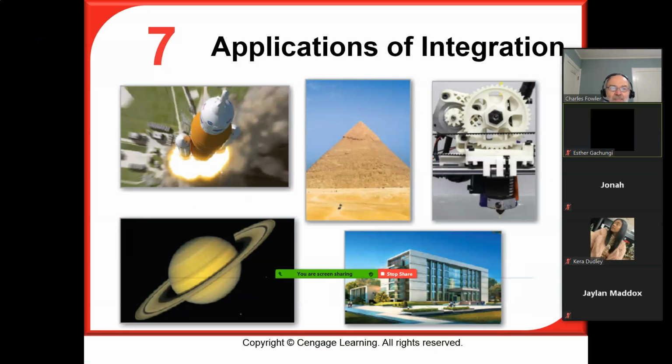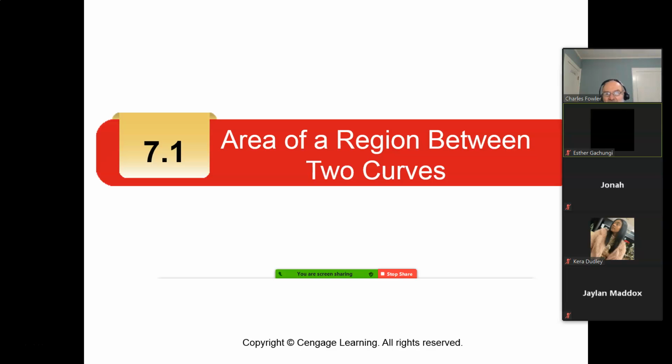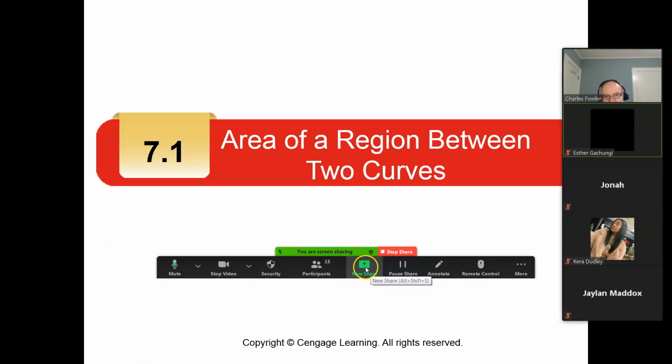Chapter 7 is applications of integration, which to me makes perfect sense to follow Chapter 5, rather than having differential equations thrown in between. So, moving on to Chapter 7. Section 7.1 is about the area of a region between two curves. We came really close to doing that. We did area of a region over the x-axis.